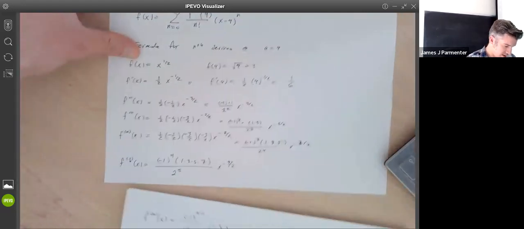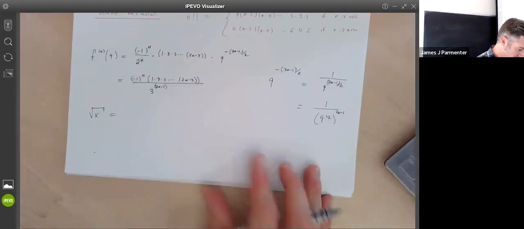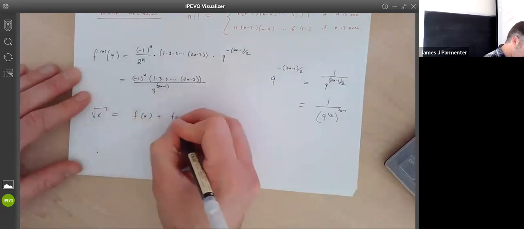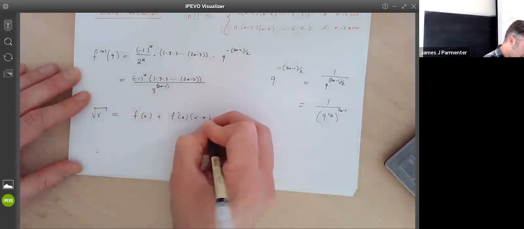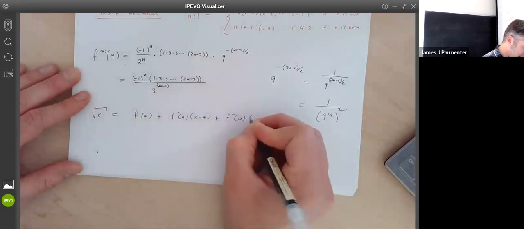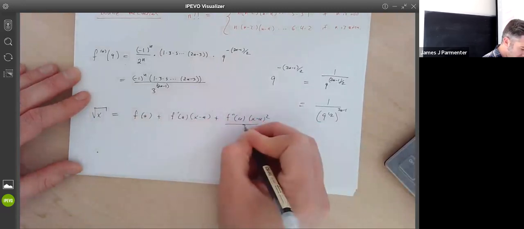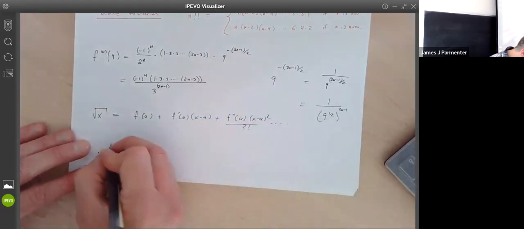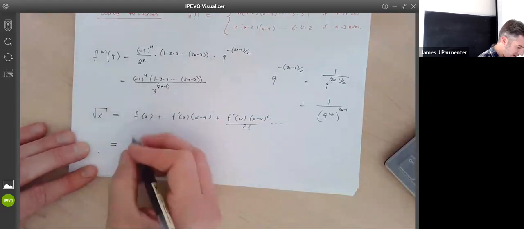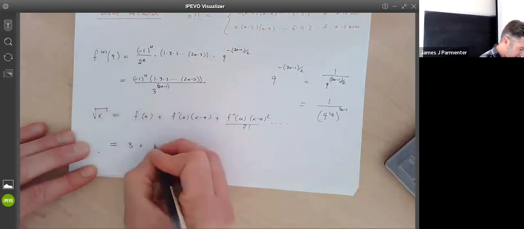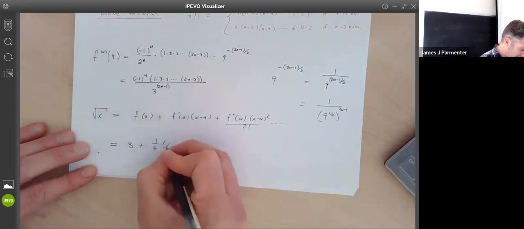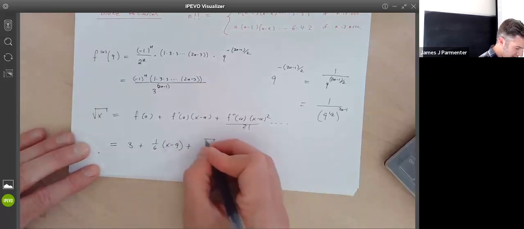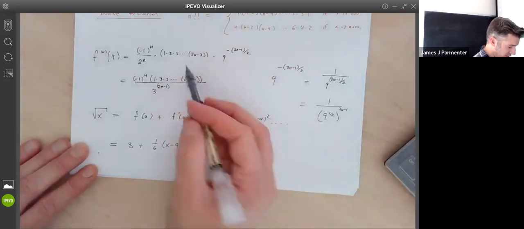So we're going to get the following. We're going to have f of a plus f prime of a times x minus a plus f double prime of a times (x minus a) squared over 2 factorial, and so on and so on. So looking at this horrible mess, our f of a was 3, our f prime of a was 1/6 times x minus a, which is 9. And then the rest of the terms we can get by throwing this formula at them.